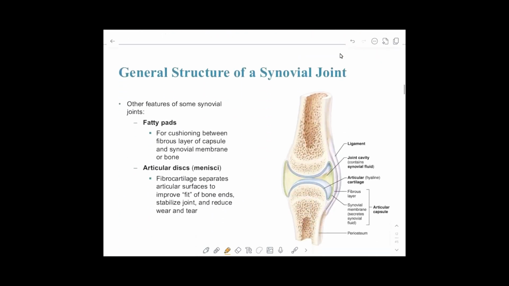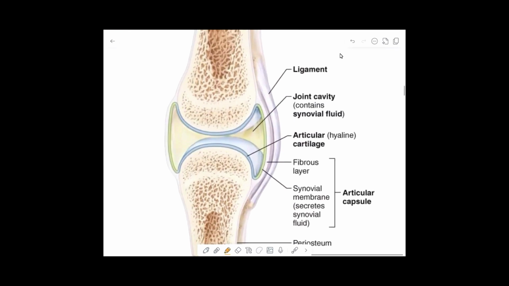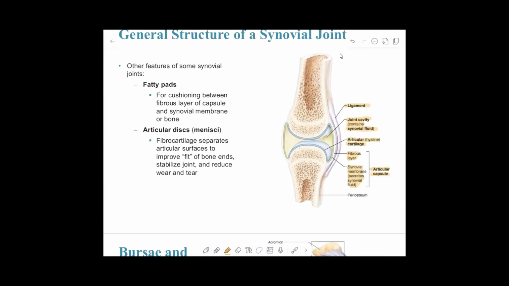The general structure of a synovial joint is shown on this slide. If we zoom in here, we can see lots of different stuff. We see the articular cartilage on the ends of long bones, the articular capsule, which has 2 membranes, the outer fibrous layer and the inner synovial membrane that secretes synovial fluid, the joint capsule or joint cavity, which is a potential space where synovial fluid is found. Then there's lots of different ligaments. There's ligaments inside the capsule and outside the capsule also.